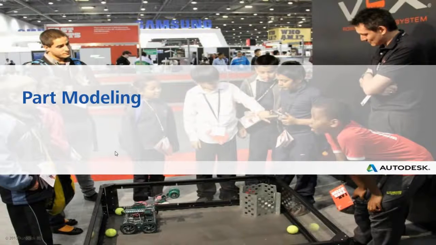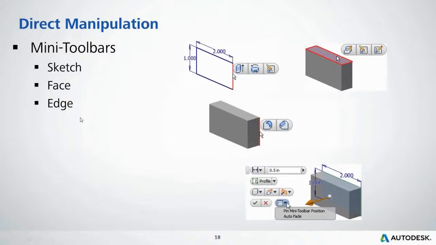Let's dive into the part modeling. With the part modeling, the first thing that I want to introduce is a really quick way to start up the commands. I'm going to go through this section here, and you're going to see that there are multiple ways to start up the commands. So direct manipulation: depending upon the geometry that you select, you're going to get common operations.